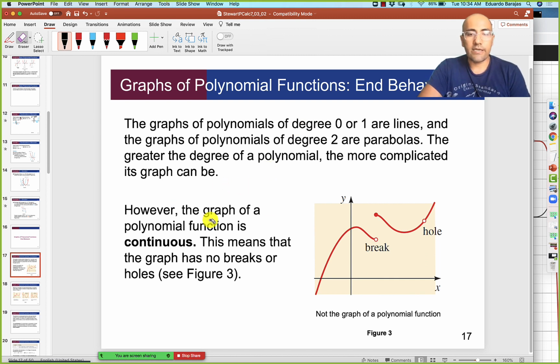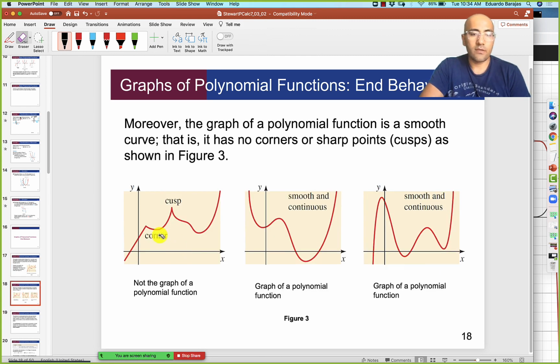So first thing is that when we graph a polynomial of any degree, it's going to have no breaks. Here's what a break is, right? Here's a graph, and it comes to an end here, a little break, and then it jumps up, right? There's also not going to be any holes like this. The graph of a polynomial does not have any breaks or holes. It also doesn't have any of these sharp corners or cusps. And this is something, again, we're not really proving. We're just telling you this is the case whenever you graph a polynomial.